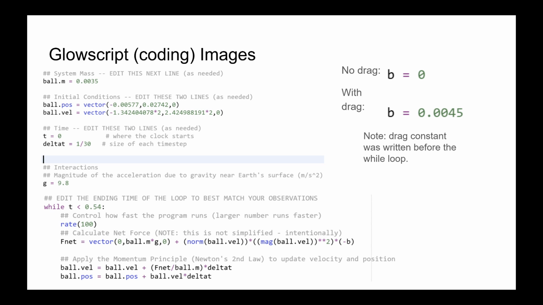So here are the parts of the code. You can see the mass of the ball was 0.0035 kilograms, initial position, initial velocity, which was multiplied by 2 because there was an issue with frame rates. Initial time, delta t, gravity, final time was 0.54 seconds. The force equation, the velocity equation, the position equation, and here you can see the no drag b value is 0 and the with drag b value is 0.0045.